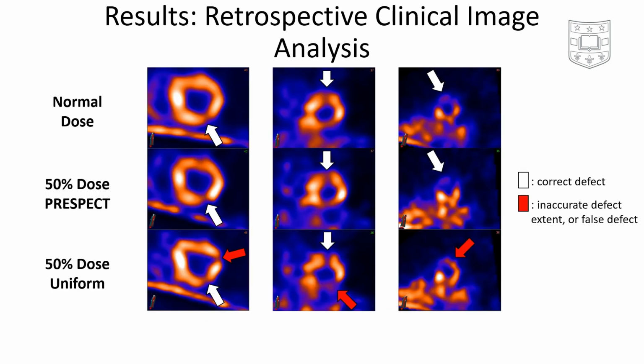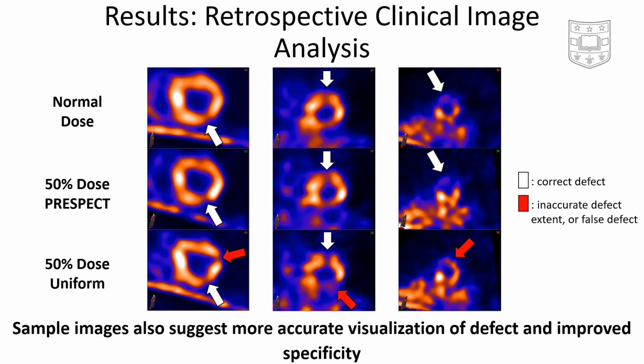Looking at sample images as well, we can clearly see that for the first column, with the normal dose image on top, there is a spurious false lateral defect present on the 50% dose uniform image, which is avoided by the PRESPECT protocol. The same goes for the second column, where we see a much higher intensity inferolateral defect spanning about 1/4 of the entire wall, which is not present on the normal dose image, the PRESPECT scan, or the radiologist report. And finally, for the third column, we can see a large extent anteroapical defect that is cut short by the uniform protocol, presenting an inaccurate defect extent. We can thus conclude that the sample images also suggest more accurate visualization of the defect and improved specificity with PRESPECT.